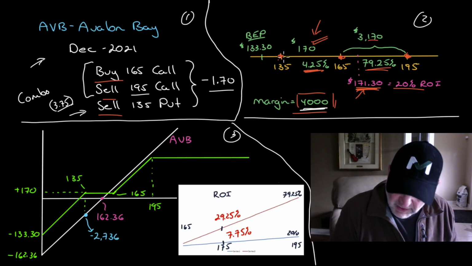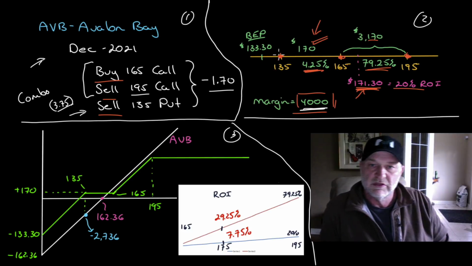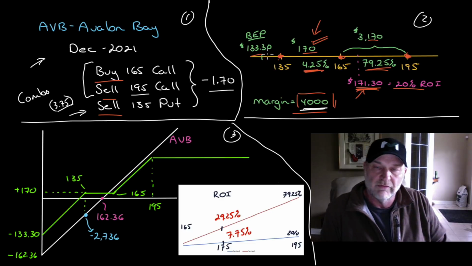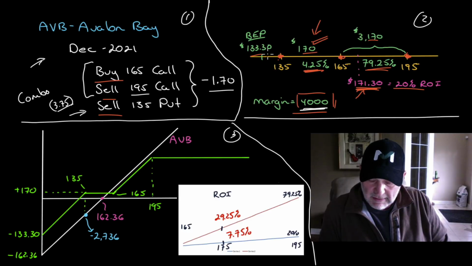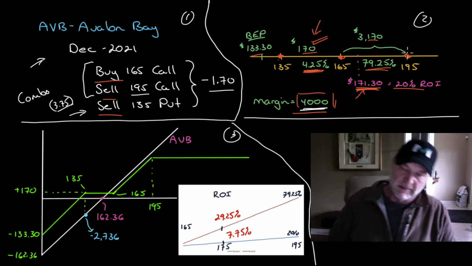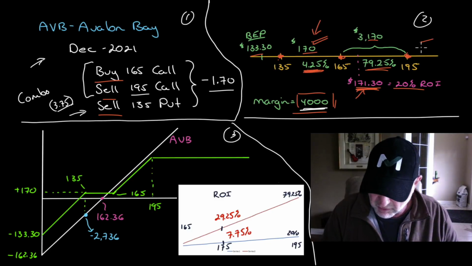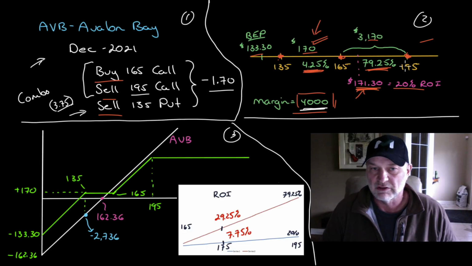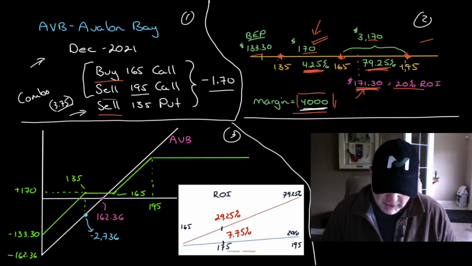Go all the way to 135. Anything below 135, it's going to be put to me. But remember, I got $1.70 a share. So what's my cost going to be? 133.30. My break even on this trade is 133.30. Then I have 4.25% return between 135 and 165, and then I participate in the upside. Anything above 195, I make my full 80% ROI. And that's really what it's all about, right? Is your return on your investment. Not the return, not how many dollars you made, but the percentage that you made on your investment.